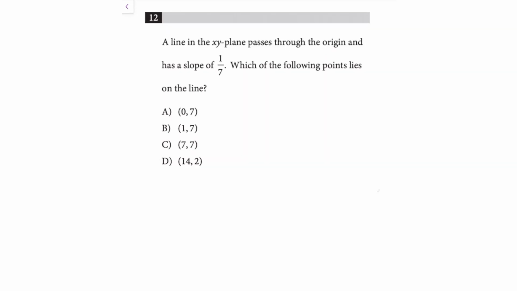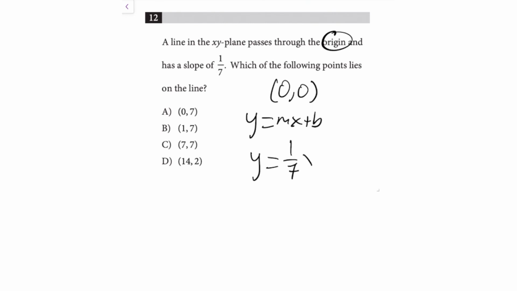Number 12. A line in the xy plane passes through the origin and has a slope of 1/7. Which of the following points lies on the line? Well, I know the origin is the ordered pair 0, 0, and my slope is 1/7. So in slope-intercept form, y equals mx plus b, b is the y-intercept, and in this case that's going to be 0, so I can ignore this. And my slope is m, and that's 1/7, so my equation is y equals 1/7 x. And I just need to figure out which one of these ordered pairs lies on the line. If you plug these in very quickly, you can tell that only one of these is going to work, and it's going to be choice D, because 14 times 1/7 equals 2, and that's the only one that's going to work. The other ones aren't. So choice D is our answer.